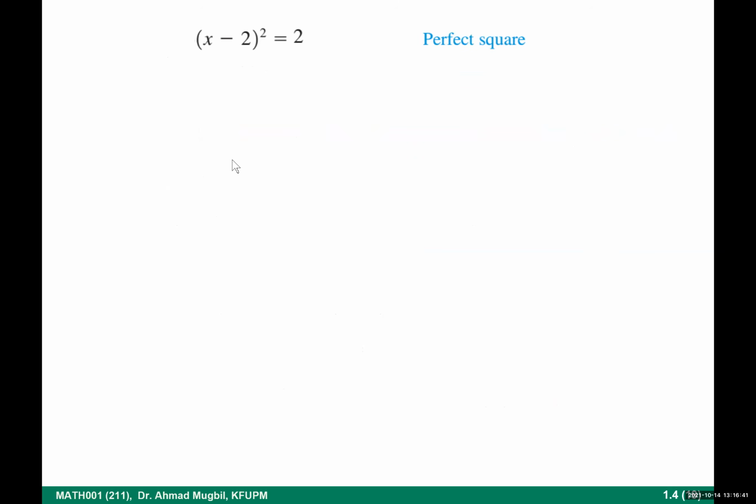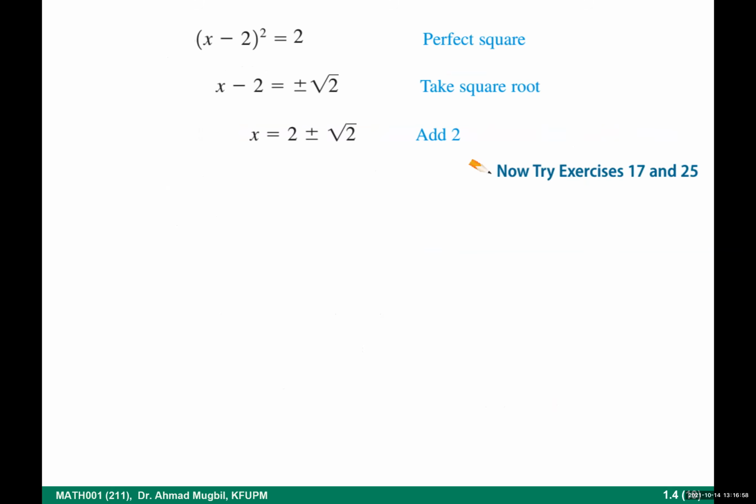Now take the square root of both sides. What will you get? x minus 2 will be positive or negative square root of 2. Add 2 to both sides. Here we are. Again, we have two positive irrational numbers, solutions, roots, zeros. So what we learned so far, ya shabab, is that we can solve a quadratic equation by factoring or by completing the square.